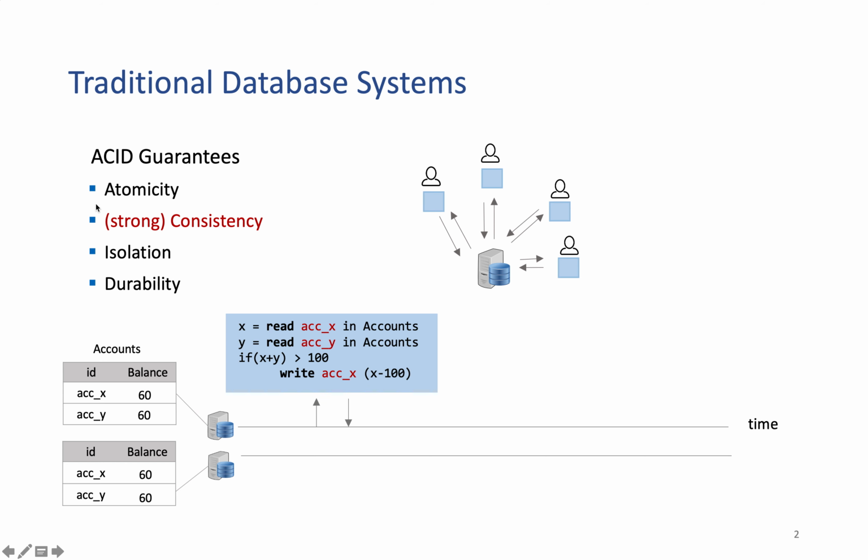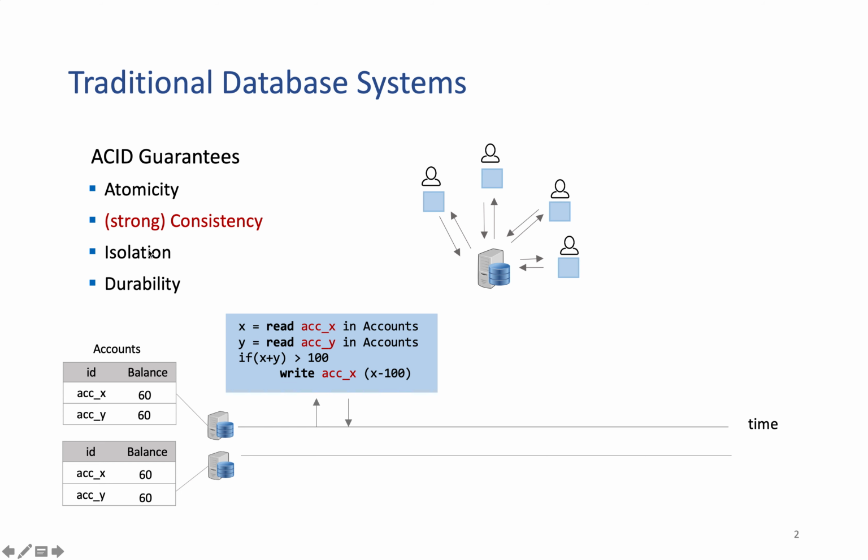ACID stands for atomicity, consistency, isolation, and durability. Atomicity requires the effects of a transaction should take effect atomically. Consistency requires a transaction to affect data only in some allowed ways. And with ACID guarantees, we require strong consistency, where the transactions operate on the variables as if they are run on a single copy of them.